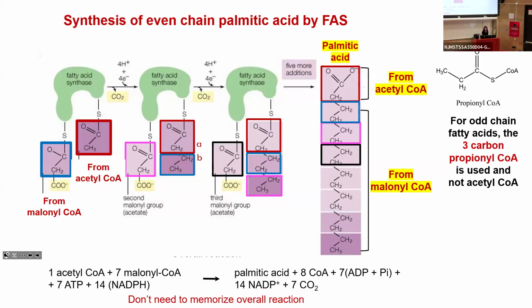Now there will be 6. It keeps on doing this until you finally get the 16 carbon fatty acid, which is generated here. So that's basically the story of how we synthesize fatty acids, how we oxidize them, and what the determinants are of whether it goes one way or the other way.